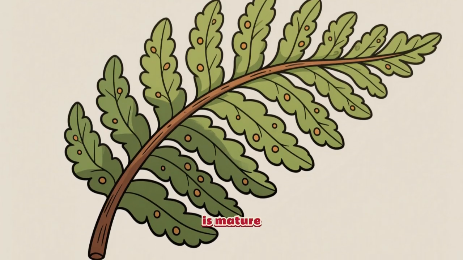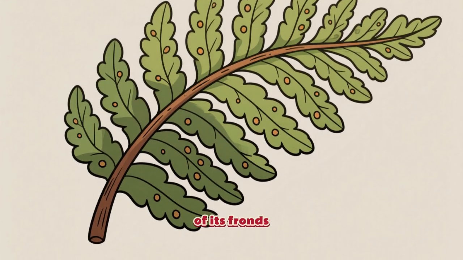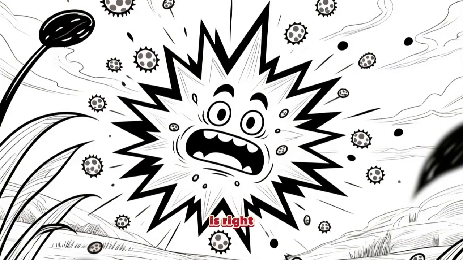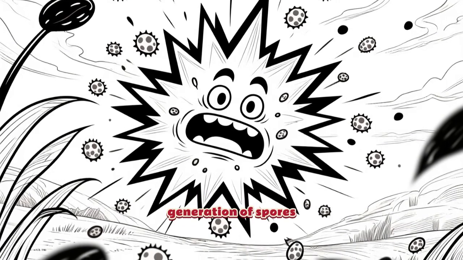Once this fern is mature, it will develop little dots or lines on the underside of its fronds. These are called sori, and they are packed with spore cases. When the time is right, these cases will burst open, releasing the next generation of spores into the wind.